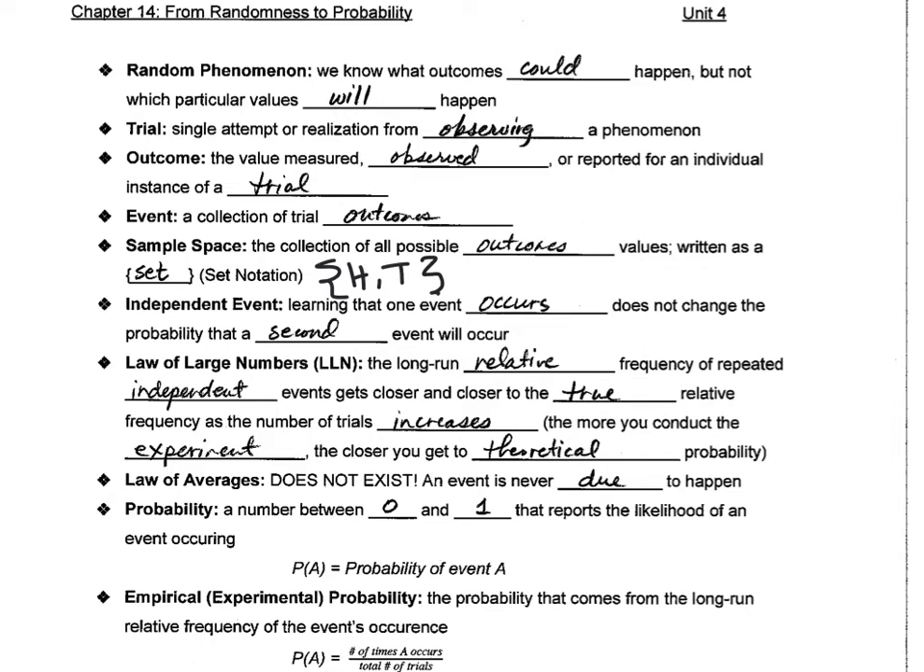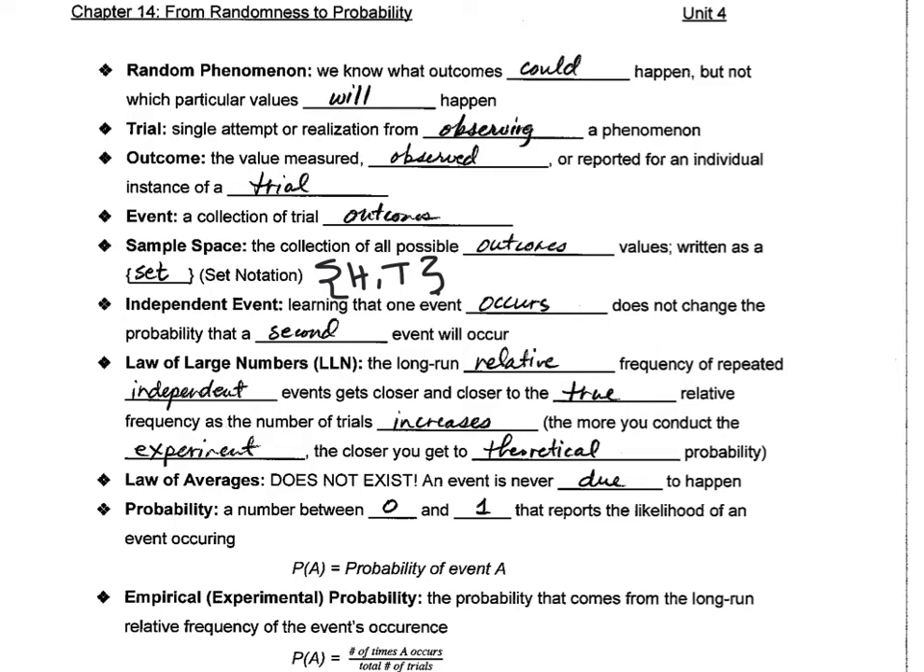Now, the law of averages. The law of averages is very important. This does not exist. An event is never due to happen. For example, going back to using Frankie, let's say Frankie's hit 5 threes in a row. Well, the law of averages says, oh, he's going to miss the next one. That doesn't mean that's going to happen. Nothing is ever due to happen.